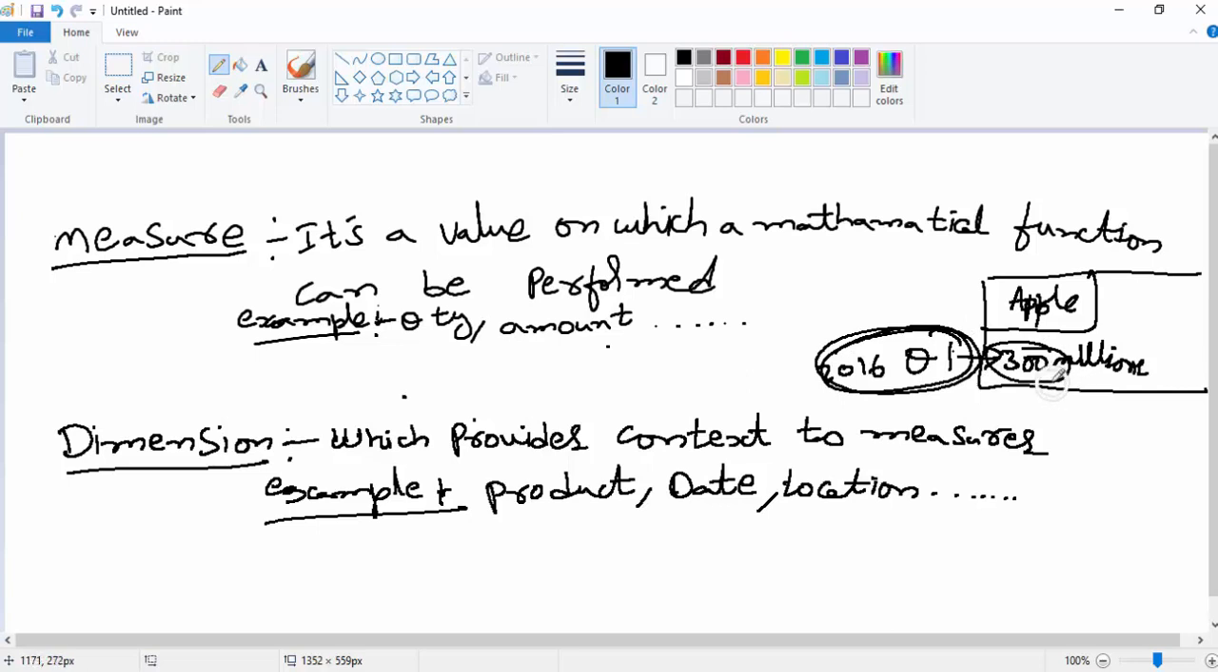And to the same 300 million, I can say I have sold iPhone 6. I sold 300 million units of iPhone 6. This is a product, and you are giving context to the 300 million. This is the dimension. So date and location also come under dimensions. A measure is a value, a quantity or amount, on which you can perform mathematical functions like average, sum, minimum, max. A dimension provides context to the measures, like product and date.